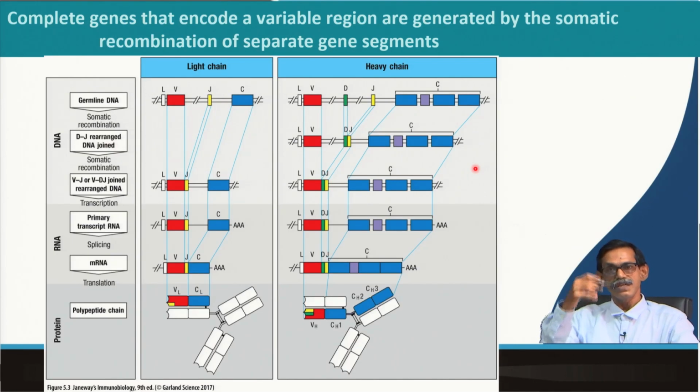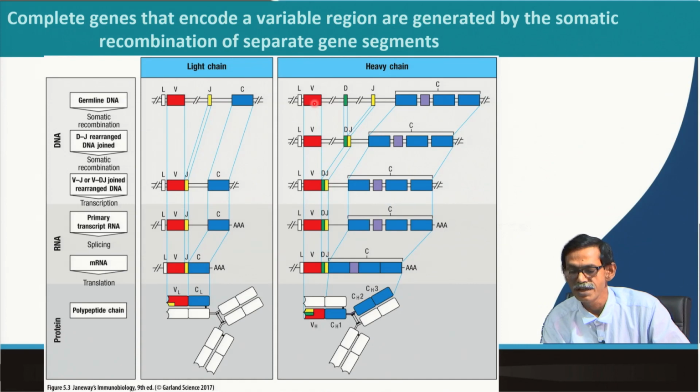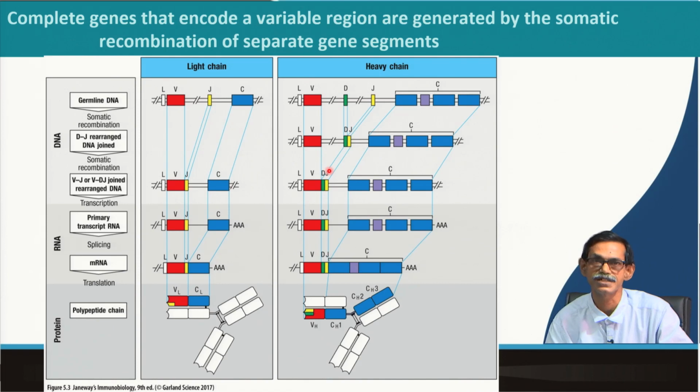Same way, if you see in the heavy chain, the variable region, then there is a D segment, D stands for diversity, and a J segment. So, first D and J join together to make DJ, and this is also at the DNA level. Then another recombination happens between DJ and V, and they together make VDJ, the complete variable region of the heavy chain. This VDJ, all three segments together, is making the CDR3.